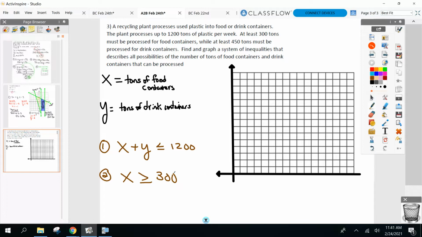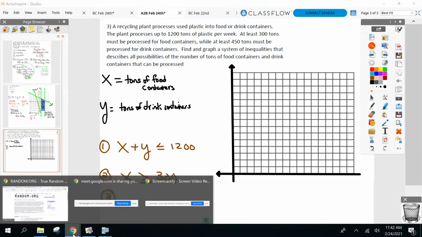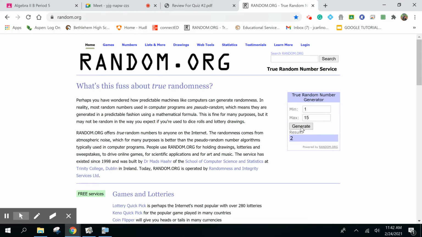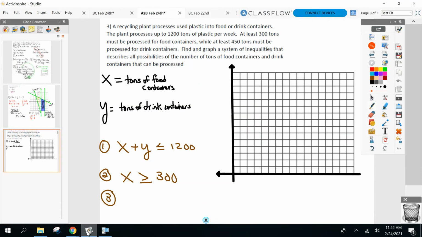And then now that you saw what Anna did, hopefully that makes this last one easier. At least 450 tons must be drink. Must be drink now. Hi, Isaiah. Y is greater than or equal to 450. Y now. Drinks. Y. At least greater than or equal to 450. Got it. All right, guys, let's do this. Everyone ready? We got all three now. We got all the numbers taken care of. Now we got to graph all three and see where they intersect.